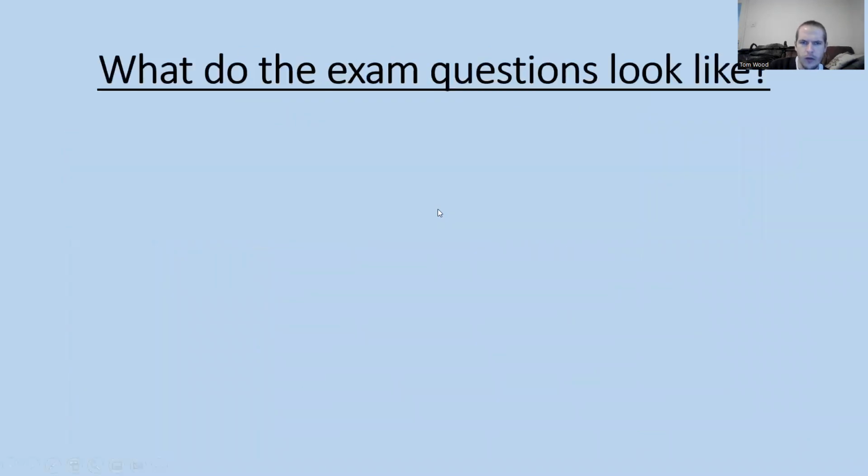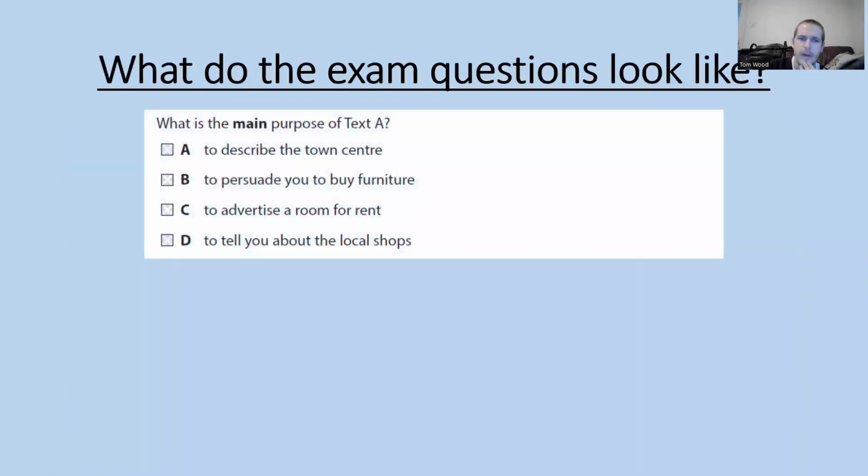So what does this look like in regards to the exam then? So in the actual exam question, we're going to see a question like this. So what is the main purpose of text A? So is it to, and again, you can already see all of the words that we've just been looking at really. So is it to describe the town centre? Is it to persuade you to buy furniture? To advise of a room to rent? Or to tell you about local shops?